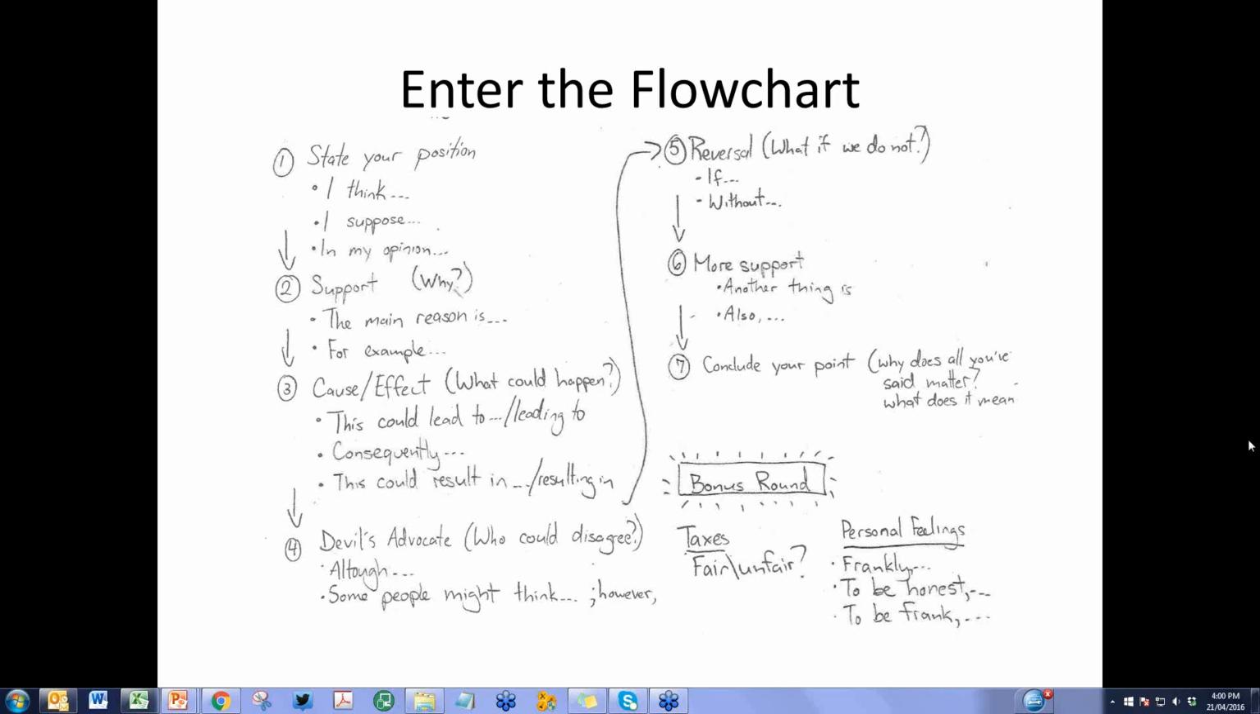Now, on a lot of academic topics, that may be an important issue. Is it fair to make people pay for things? Again, it depends on the topic. If this is speaking, they might look at personal feelings, right over here at the bottom corner. Again, this gives them the ability to practice using those ideas, to be honest, to be frank. They could do a number of things with that. To be honest, I personally don't think it'll work, but I think it's the right idea.